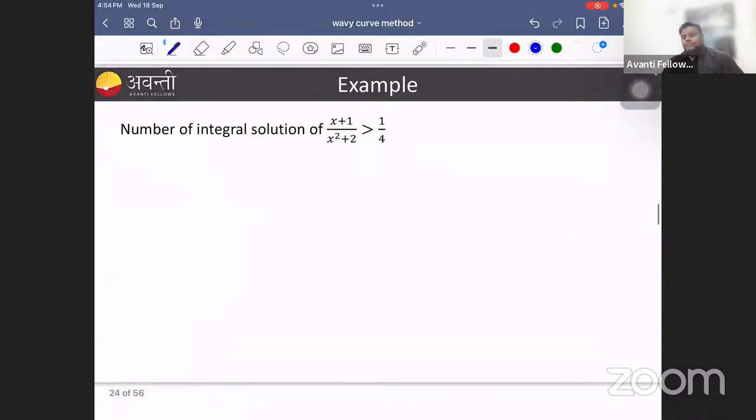Try this one. We are asking for the number of integral solutions, meaning the number of integers which satisfy this inequality.